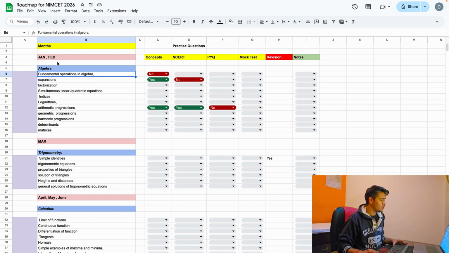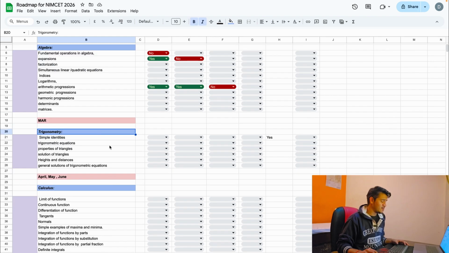Why have I given 2 months? Because in January, you will be covering the basics: expansions, factorization, linear and quadratic equations, indices, logarithms. After that, I feel AP, GP and HP are a bit difficult topics, and they contain some formulas and require your thinking process, a lot of things, right? So you can give January and February to these topics, and also determinants and matrices, which I feel take some time.